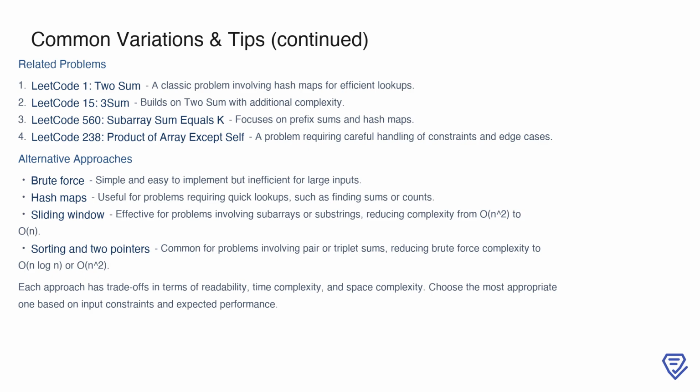When it comes to solving these problems, there are multiple approaches to consider. Brute force is simple to implement but often inefficient for larger inputs. Hash maps are excellent for problems involving lookups, especially when you need to find sums or counts efficiently. Sliding window techniques work well for subarray or substring problems, significantly reducing complexity from O(n²) to O(n). Sorting combined with two-pointer strategies is ideal for pair or triplet sum problems, offering a balance between efficiency and simplicity. Each approach has its own trade-offs, so always choose the one that aligns with the problem's constraints and performance requirements.